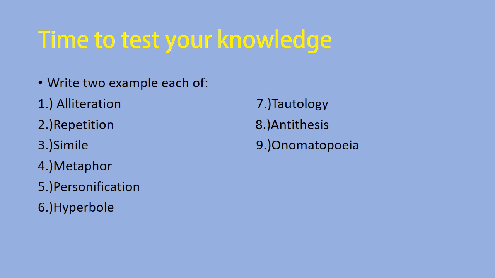Tautology is where there are two similar ideas used in the same sentence, and exactly opposite to it is antithesis, where two contrasting ideas are used in the same line. The last one that we did was onomatopoeia, wherein a word resembles a sound. I hope you all are clear with all the 9 figures of speech.